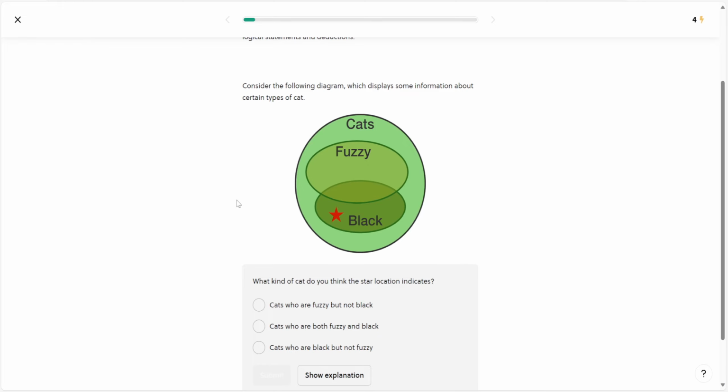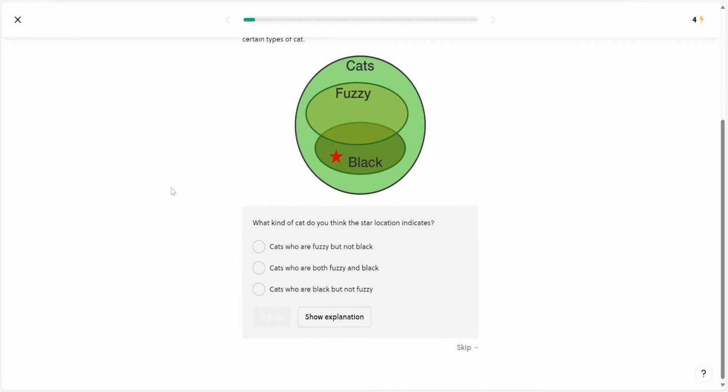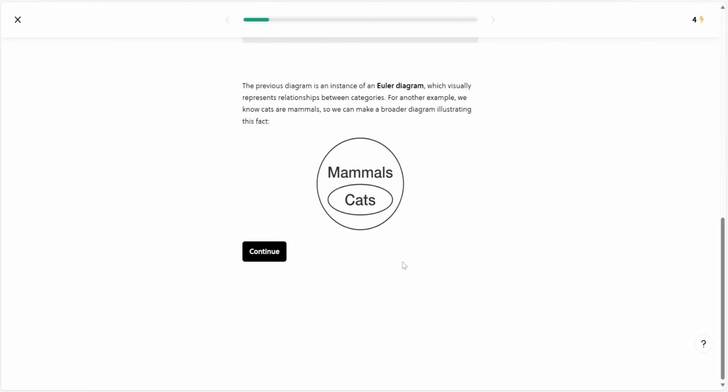Consider the following diagram, which displays some information about certain types of cat. What kind of cat do you think the star location indicates? So it's a cat that's black and not fuzzy. Cats who are black and not fuzzy. The previous diagram is an instance of a Euler diagram, which visually represents relationships between categories.